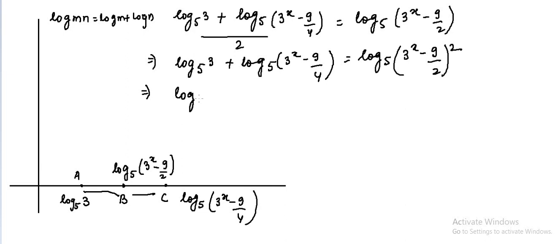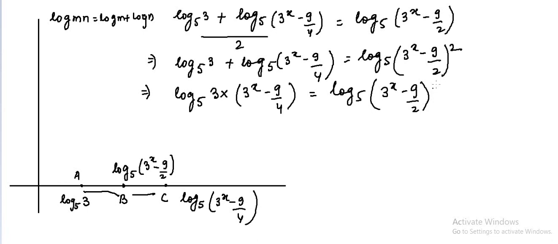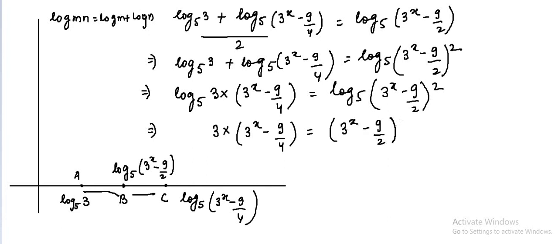This will be log base 5 of 3 into (3^x minus 9 by 4), which is equal to log base 5 (3^x minus 9 by 2) whole square. Now you can just remove the logs because both the logs are the same with the same base. Just remove it and you can rewrite this equation as 3 into (3^x minus 9 by 4) is equal to (3^x minus 9 by 2) whole square. Now break this whole square term. First of all, let's multiply this.